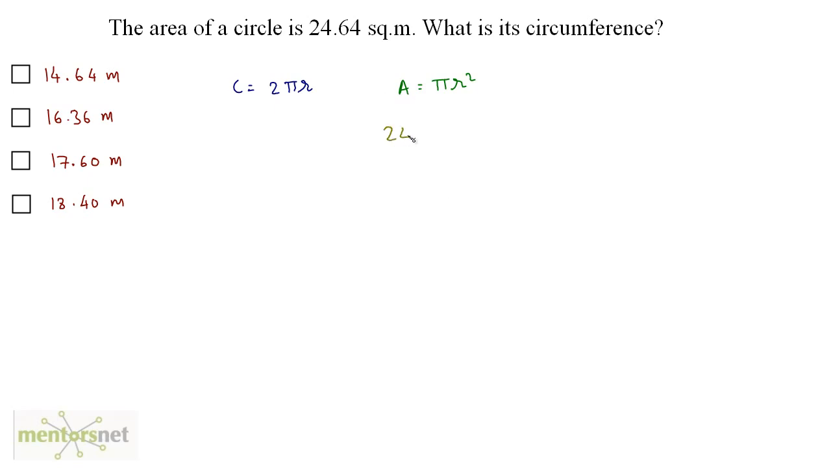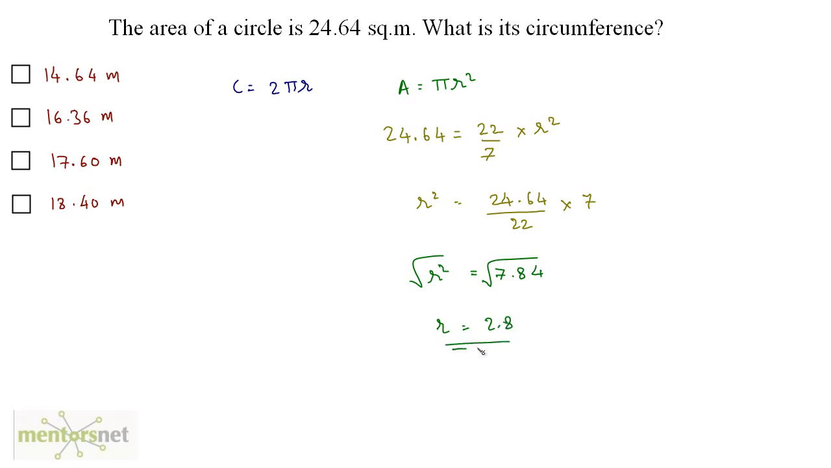So area 24.64 is equal to, what is the value of pi? It is 22 by 7 times r square. So r square is equal to 24.64 divided by 22 times 7. Solving this, you will get the value as 7.84. r square is equal to 7.84. Taking the square root on both sides, you get r is equal to the square root of 7.84, which comes out as 2.8.